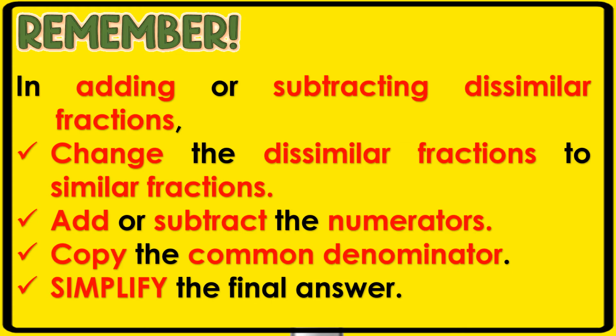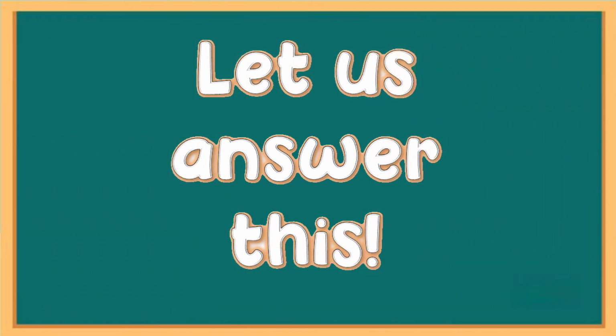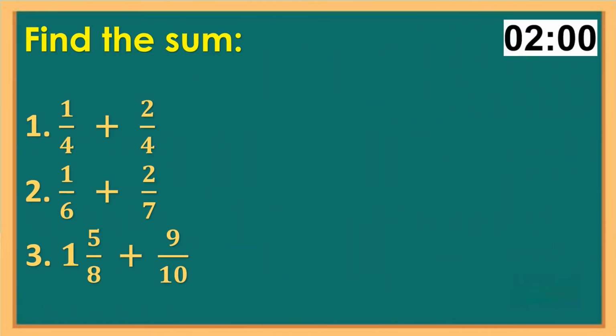Remember, in adding or subtracting dissimilar fractions, change the dissimilar fractions to similar fractions. Add or subtract the numerators. Copy the common denominator. Simplify the final answer. Let us answer this. Find the sum.